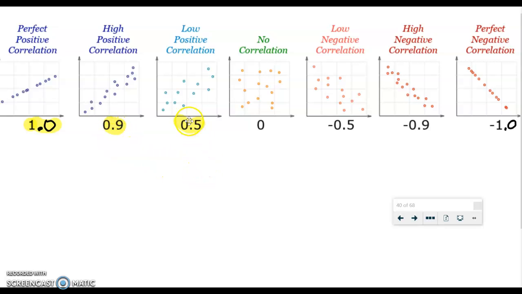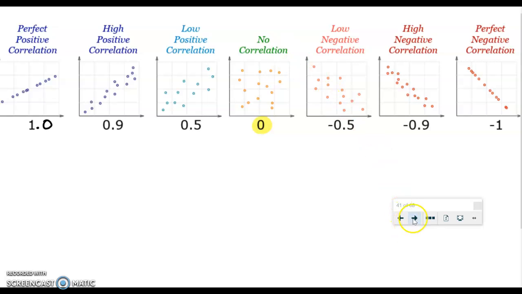If you got one that, you could tell it's going up, but it's not quite that together, then that number gets wider and wider as you go. So this is called a perfect positive correlation. The second one is a high positive correlation, and this was a low positive correlation. Now, if you don't have any correlation at all, you can't tell if it's going up or down, then there's no correlation or none.